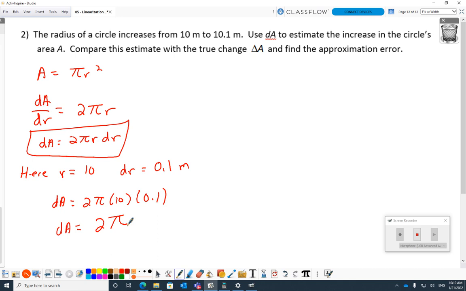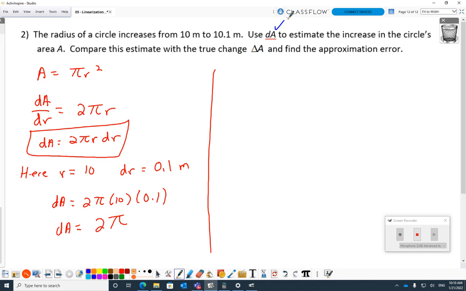I'm going to leave that exact. I could go to a decimal here, but I'm going to leave it exact. Now, that's the end of the dA question. Use dA. Good. I did that. Changing by 2 pi. Good. Compare this with the true change, delta A.